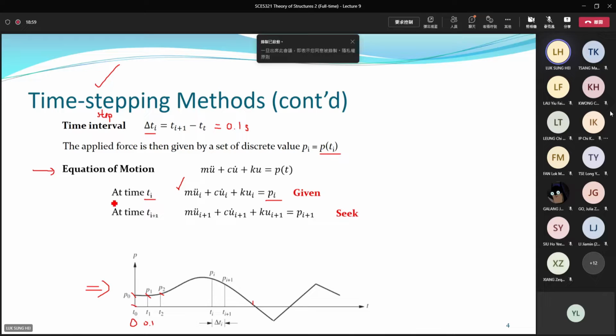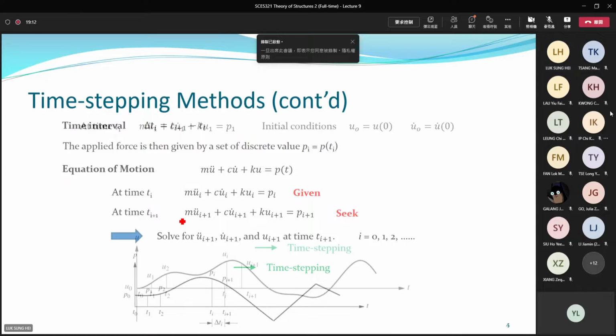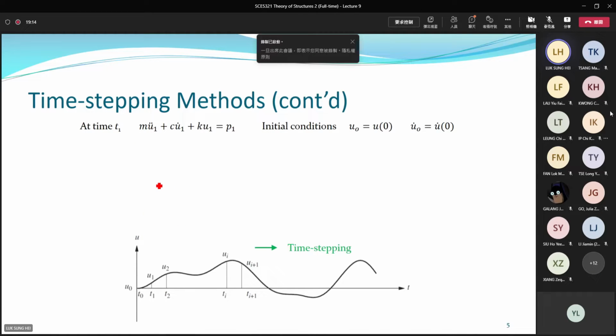Normally, you first find out what happened at the beginning and then use the result to predict what happened next. Solve for displacement, velocity, acceleration, etc. Time stepping method. Let me give one example. You try to find out what happened at time equal to t1 here.